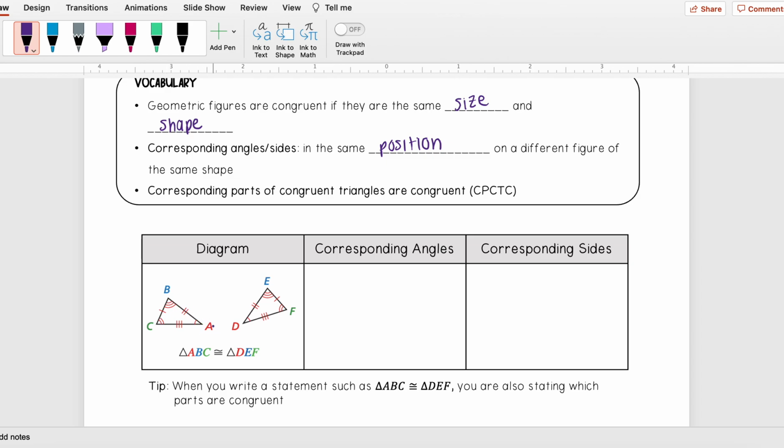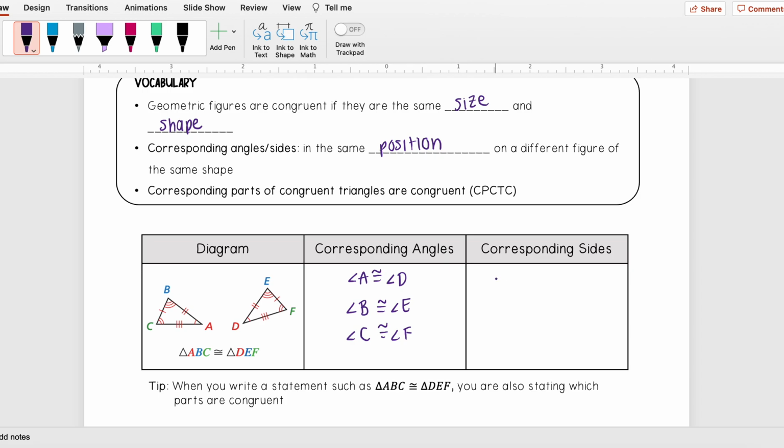So for instance, I know that angle A is congruent to angle D because they both only have that one arc mark. So I'm going to have angle A is congruent to angle D. Angle B, I see, is congruent to angle E because they both have three arc marks. And then angle C is congruent to angle F, and that is marked in the diagram as they both have two arc marks. So those are just marking which ones are congruent.